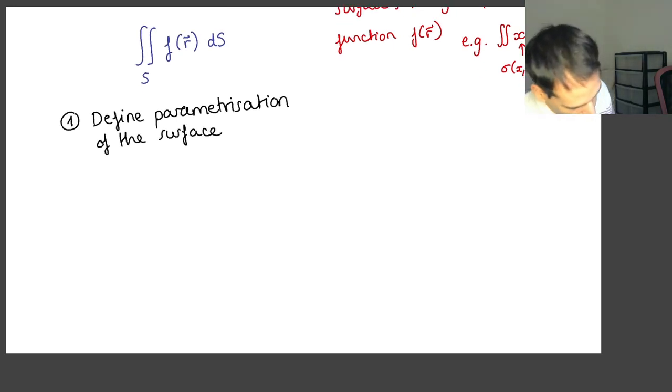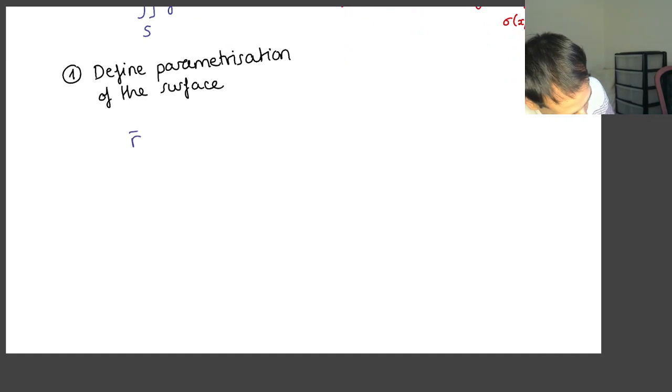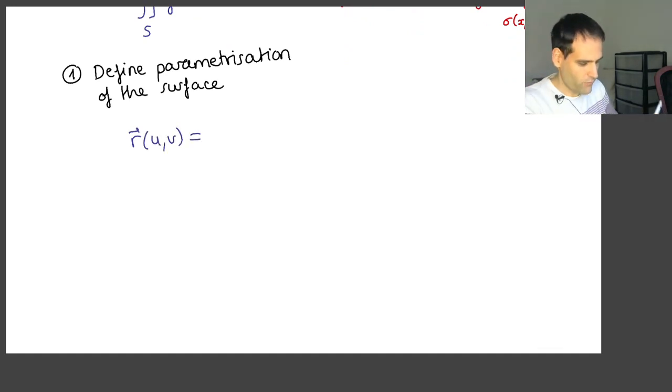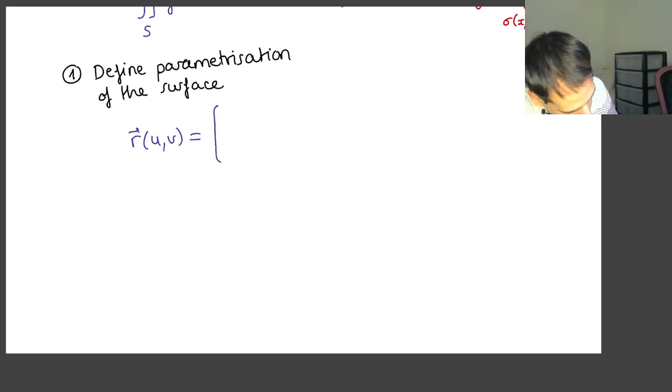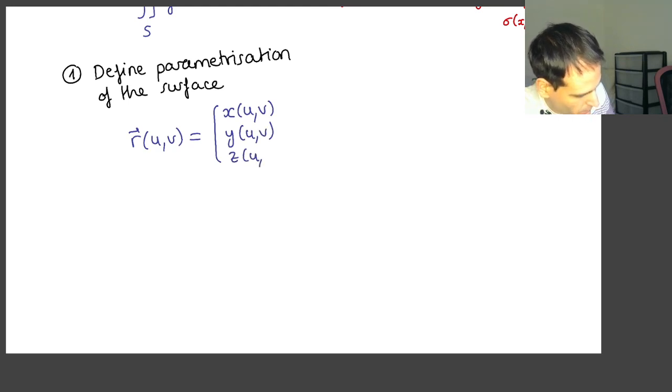So this means that you have to write a vector r as a function of two parameters. And this is the same as writing a vector of x as a function of u and v, y as a function of u and v, and z as a function of u and v.